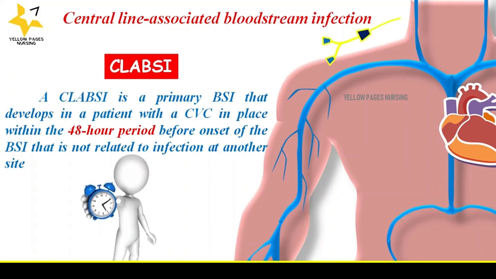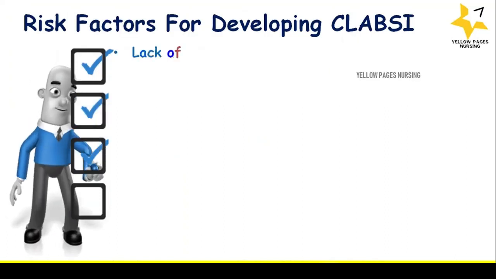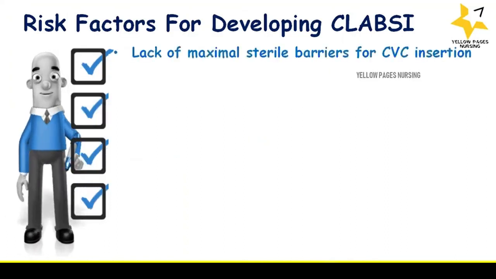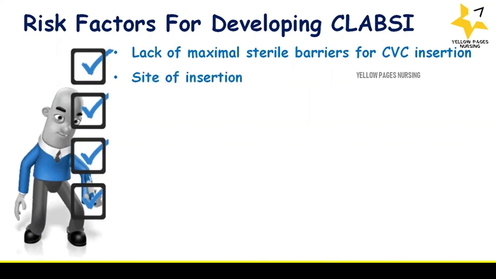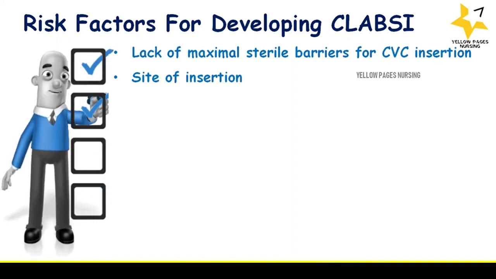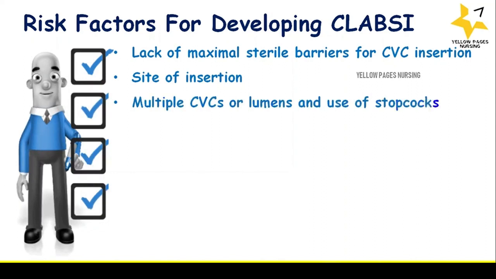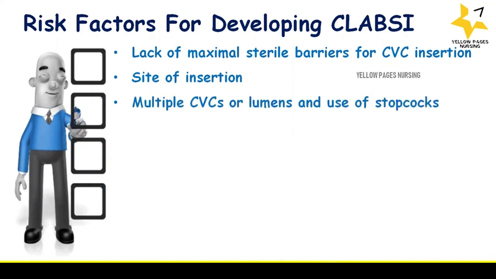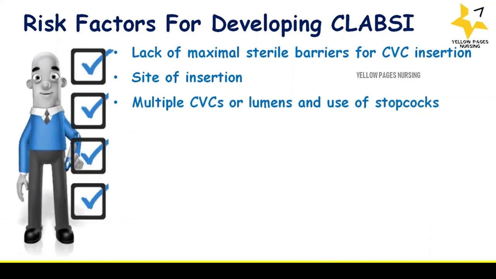Next comes risk factors for developing CLABSI. First is lack of maximum sterile barriers for central venous catheter insertion. Next is site of insertion. In case of femoral line, there are more chances for developing central line associated bloodstream infection compared to other sites. Next comes multiple central venous catheters or lumens and use of stopcocks. The more the number of ports, the more the chances for developing infection.